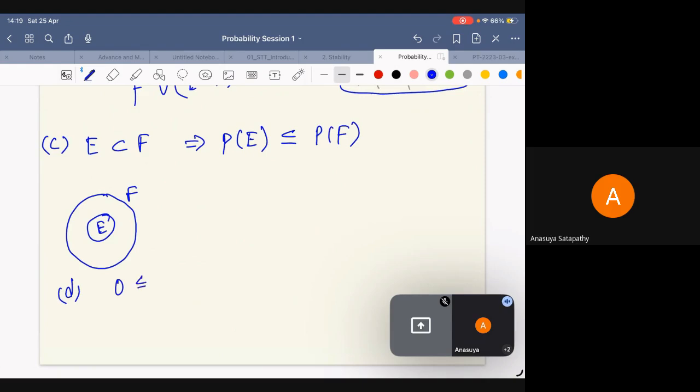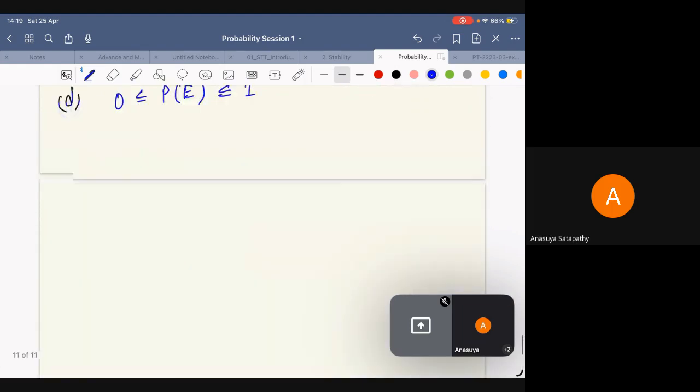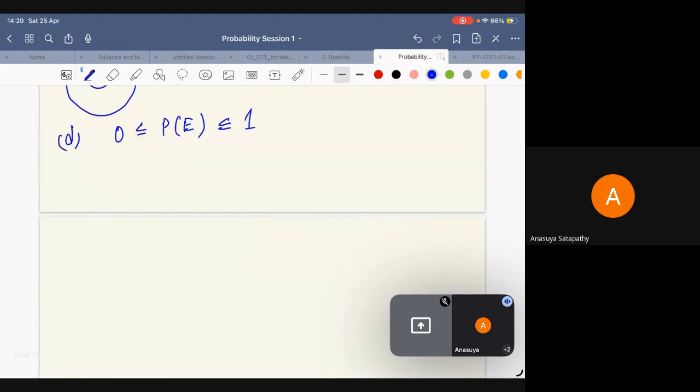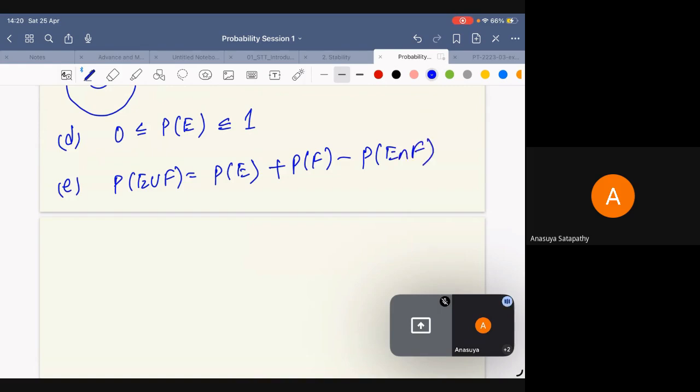The probability of E must be between 0 and 1. The probability always, the maximum value will be 1. Then the probability of E union F, as I have just said before, is the probability of E plus the probability of F minus the probability of E intersection F. If there is no intersection, okay, you wanted to say something?